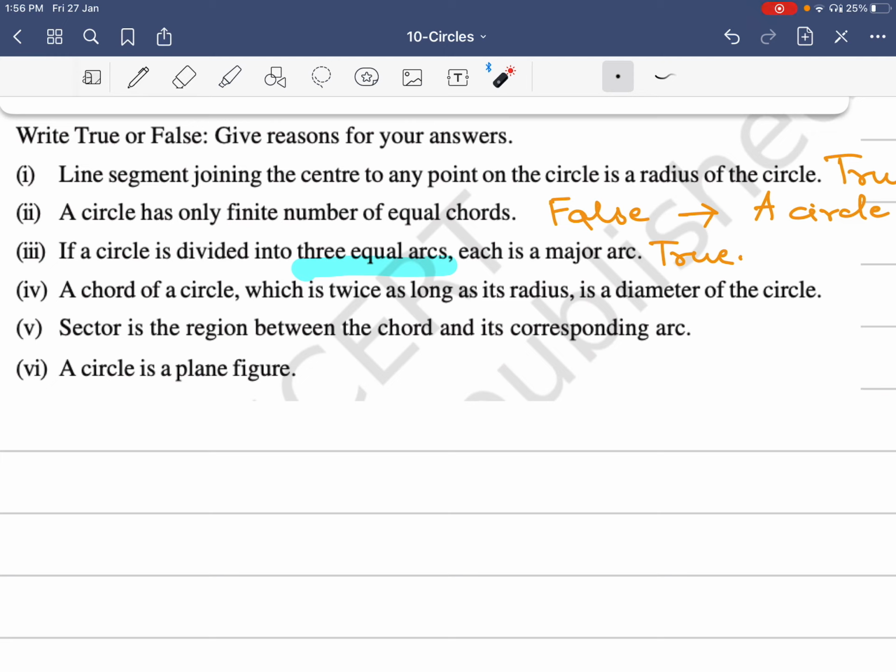Okay, so you can see in each statement they're either talking about the chord, or an arc, or a segment, or the radius, or diameters. All these very basic but very important terms we have nicely understood and explained in the previous videos. Do revise them if there is any confusion, and then keep solving these questions.